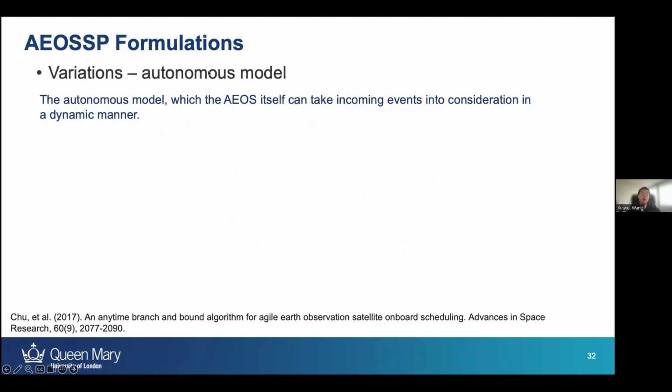So the last variation of the problem is the autonomous model. Currently, most of the satellites now are entirely controlled and scheduled from a ground operation center. However, this cannot ensure the success of the scheduled observation tasks because of some uncertainties, for instance, because of cloud coverage. Then the autonomous model can take incoming events and information into consideration in a dynamic manner.